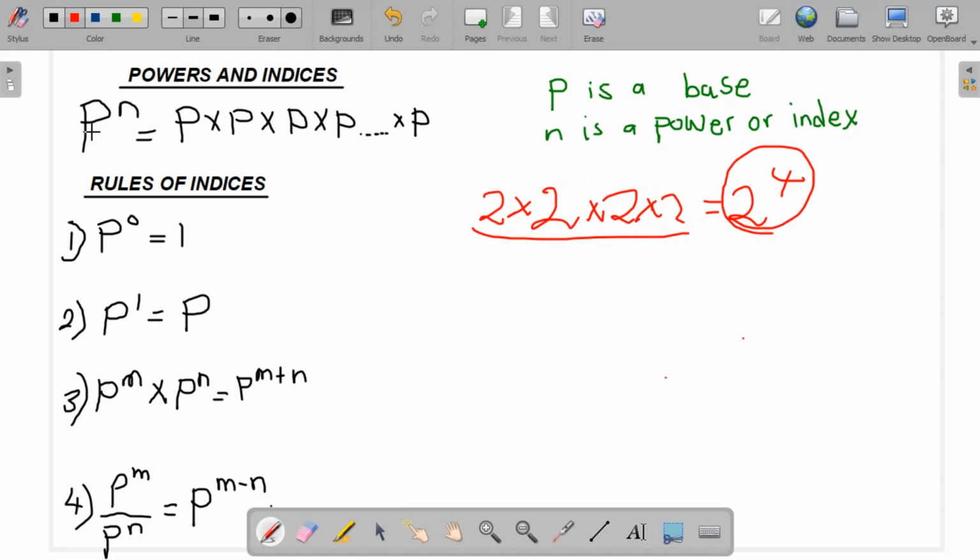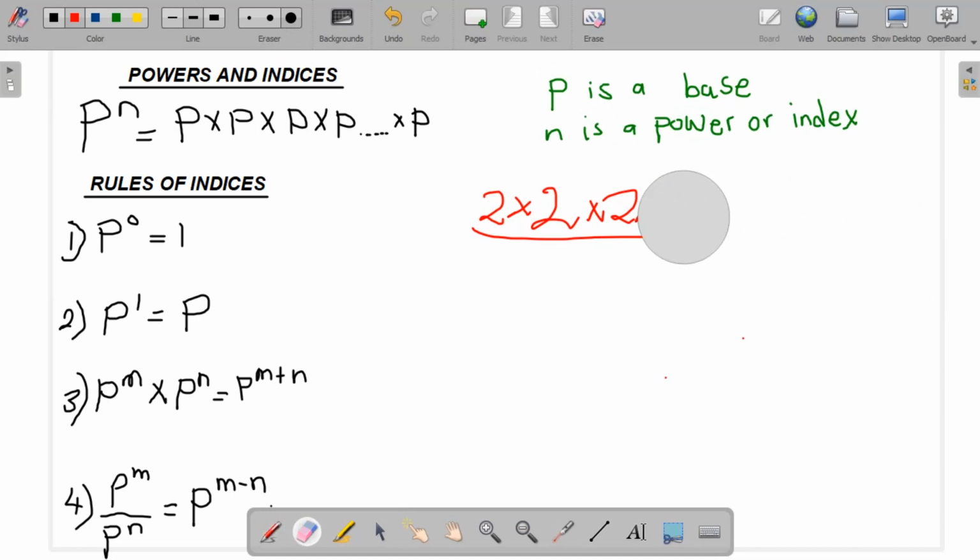So this 2 to the power 4 is the same as p to the power n. p represents the base, which can be any number, and n represents the power, the number of times the base is multiplying itself.